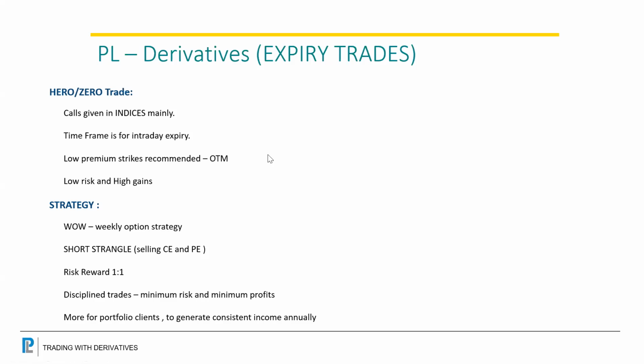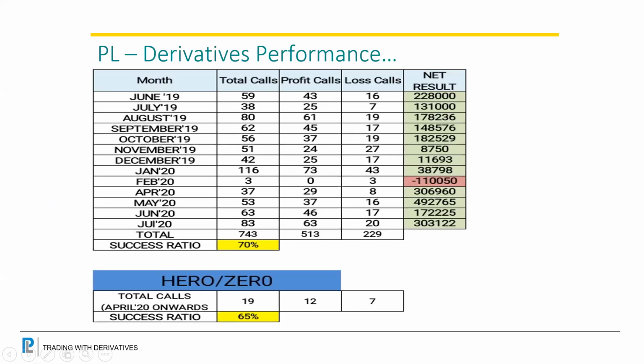And we practice strategies also. So this is the PL derivatives performance till now. It's been 1 year performance that I'm showing here. Success ratio has been 70%, and the hero zero success ratio, like I said, from April, I've given more than 19 calls. 12 calls are successful, 7 calls have eroded, because we don't practice any stop loss here because premiums are very low, and the success ratio has been 65%.